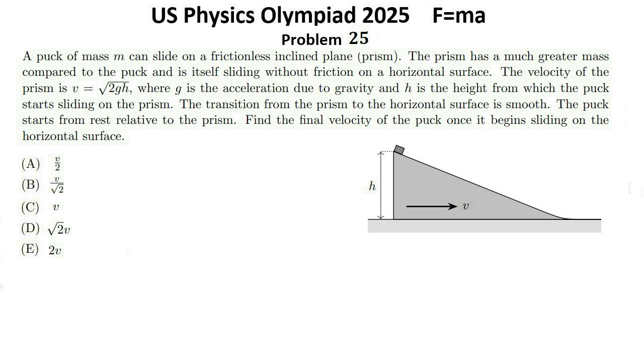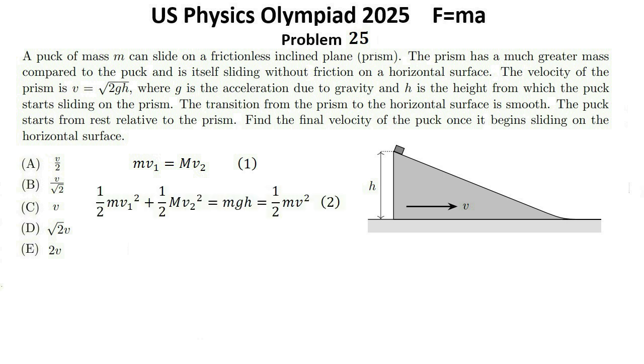Solution of problem 25. This problem is easiest to solve in the initial rest system of the prism and the puck. Then, by conservation of momentum, we have expression 1: the mass of the puck, m small, multiplied by the final velocity of the puck, v1, is equal to the mass of the prism, m large, multiplied by the final velocity of the prism. Further, by conservation of energy, we have expression 2: 1/2 m small v1 squared plus 1/2 m large v2 squared is equal to mgh, which, by conditions, is equal to 1/2 m small v squared.